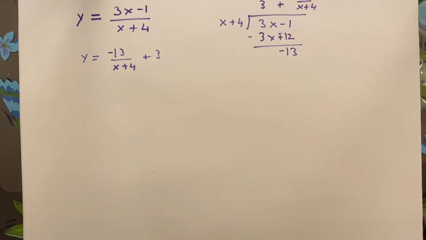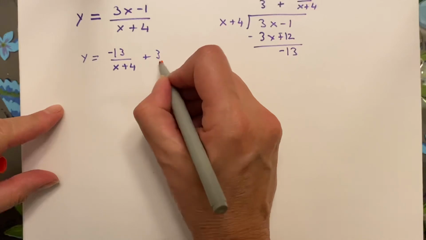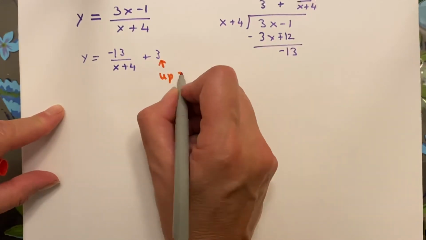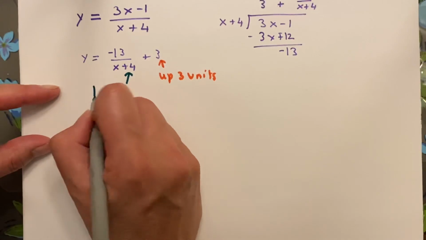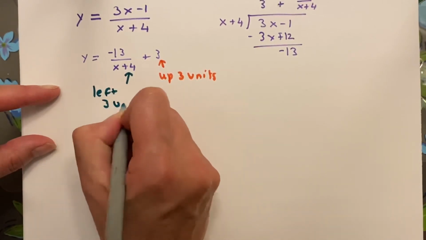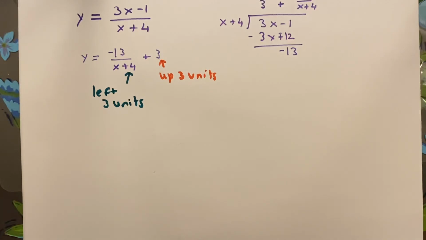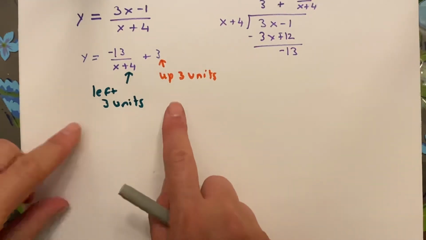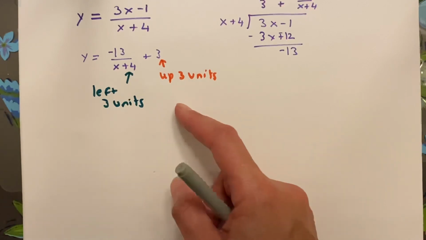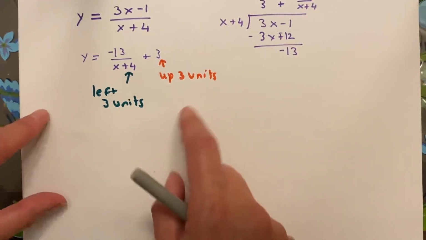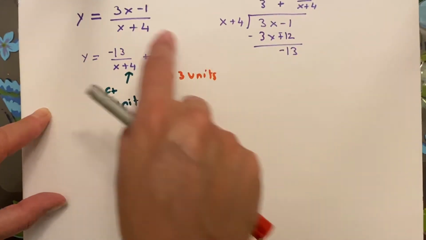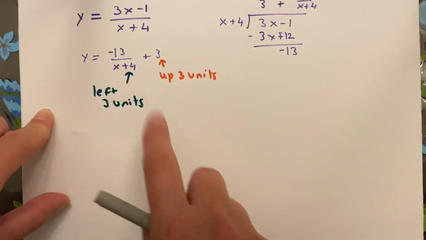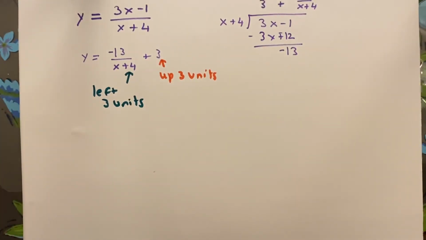From there, I can see that this is going to take my graph up 3 units because it's positive. And this one is going to take my graph left 4 units. And I'm not going to graph the whole thing, but this is what you will do, graphing it just as I did number 10. So once you've done your division and you get your equation in proper rational function format, you're good to go and to keep doing the graph.